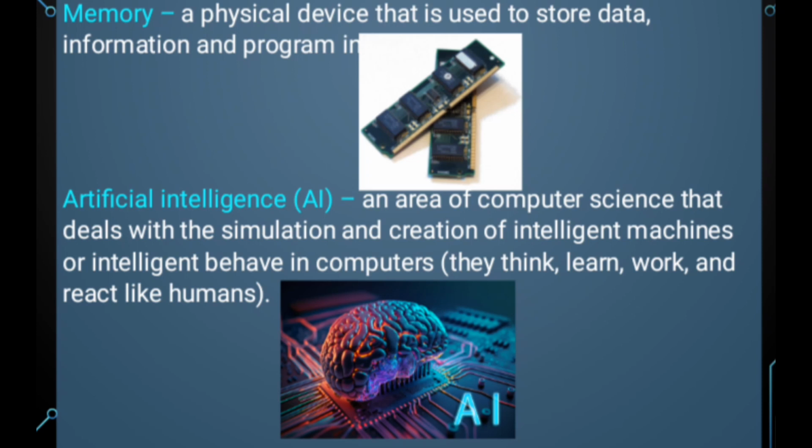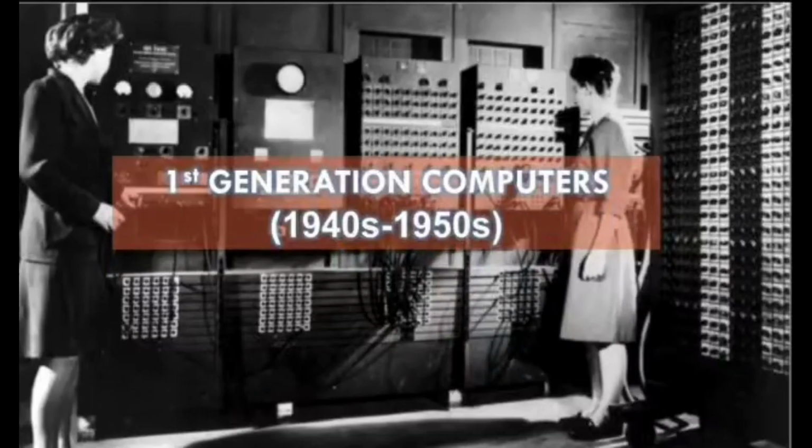Artificial Intelligence, or AI, an area of computer science that deals with the simulation and creation of intelligent machines that behave like humans in a computer. They think, learn, work, and react like humans. Artificial Intelligence means improving the teaching and learning process, personalization of education, and improving better opportunities for students.